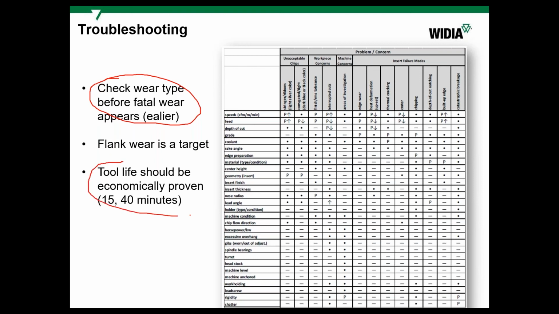And tool life should be usually for turning, general turning 15 minutes, for milling from 30 to 40 minutes. So different standards for different types of operations.